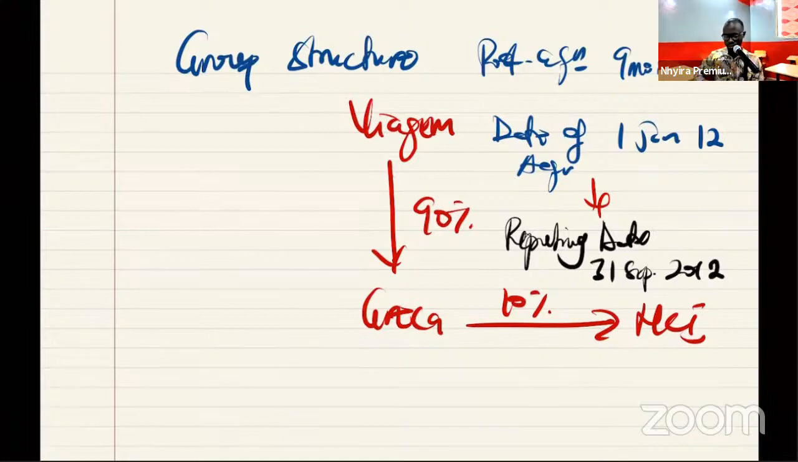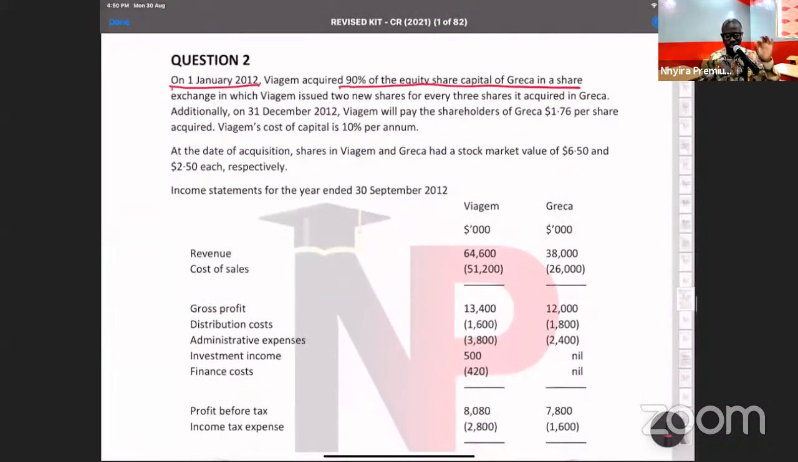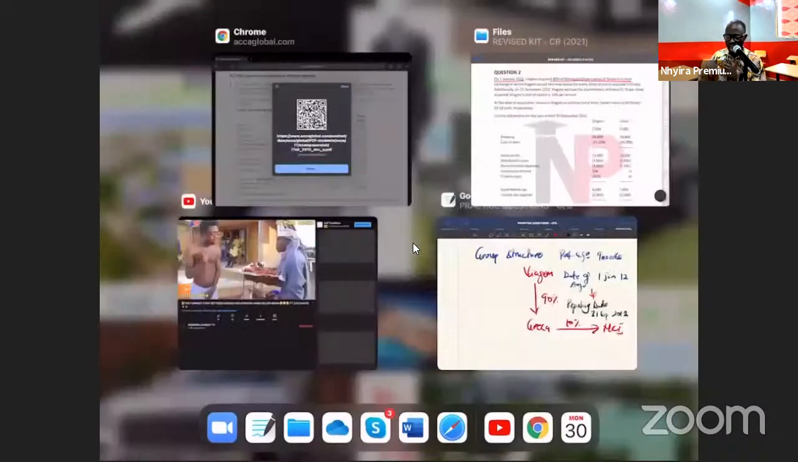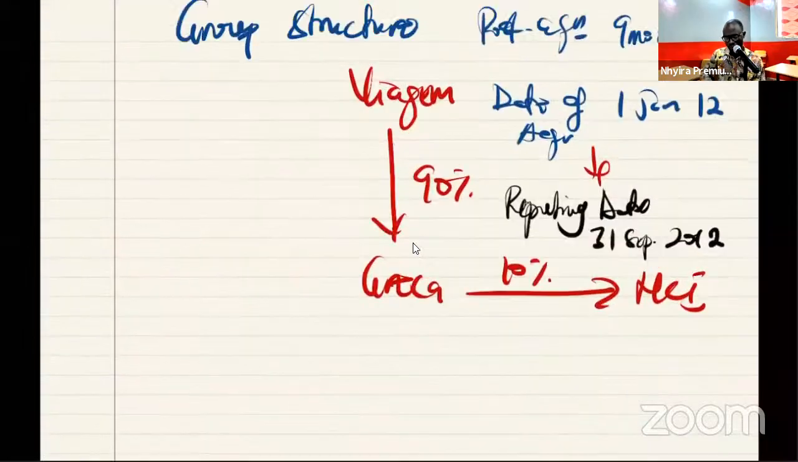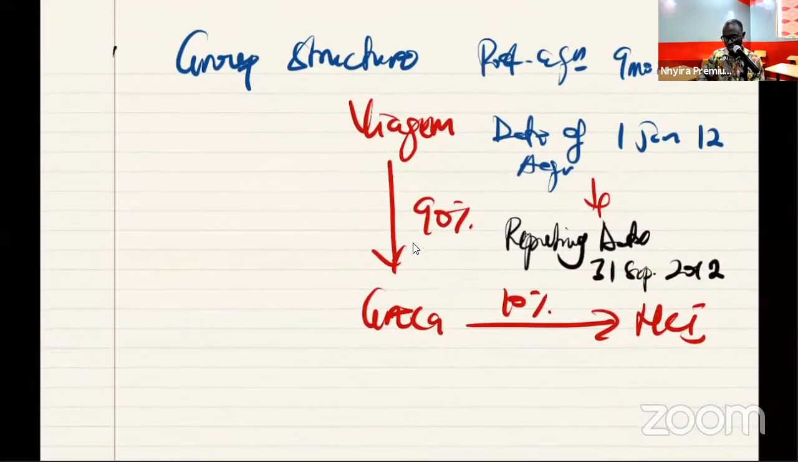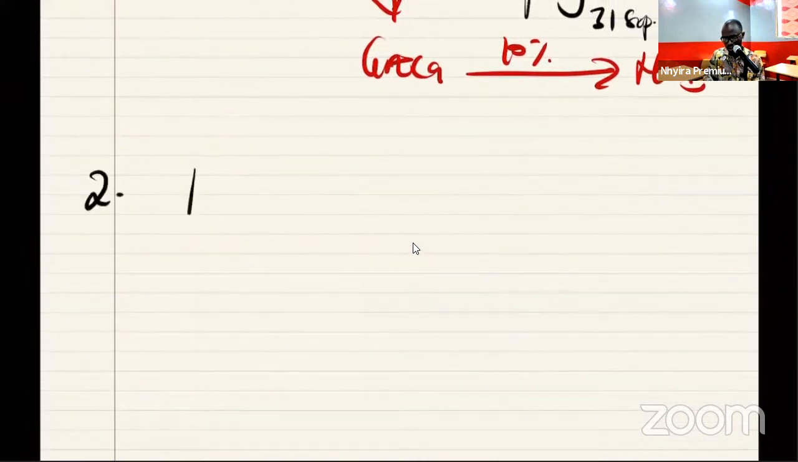Let's continue. On 1st January 2012, Viagem acquired 90% of the equity shares in Grisa in a share exchange. Listen carefully: in a share exchange. Immediately I hear that, something comes into my mind, and that is the fair value of consideration transferred. So working one is the group structure. Working two, try to get the fair value of consideration transferred.